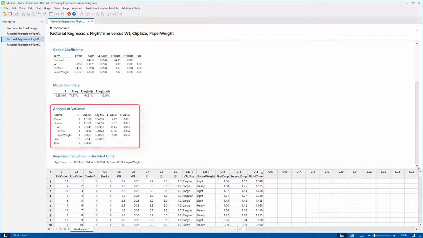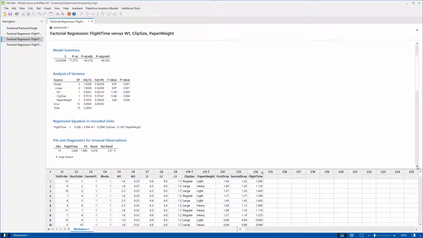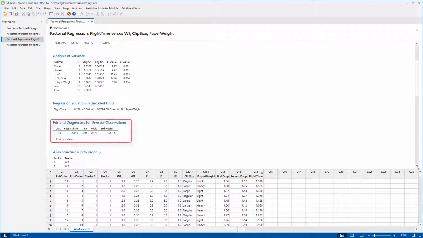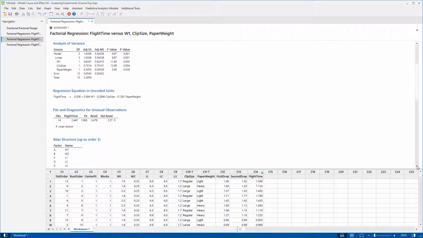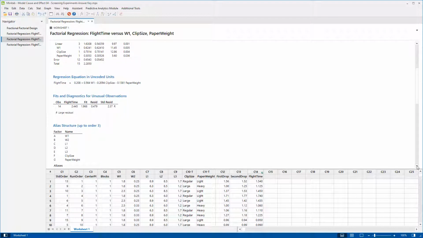Now, looking at the analysis of variance, the main effects, the p-value is 0.001. So that's highly significant. Observation 14 has a relatively large standard error. It's nothing to be too worried about, but it's a little bit high. And it turns out to be our very best value for flight time. So basically, this model is not too good at predicting very high values of flight time relative to the values in the middle of the analysis. Let's scroll down a little bit.